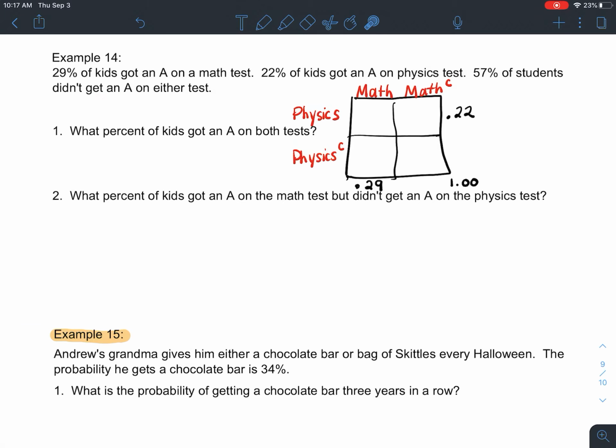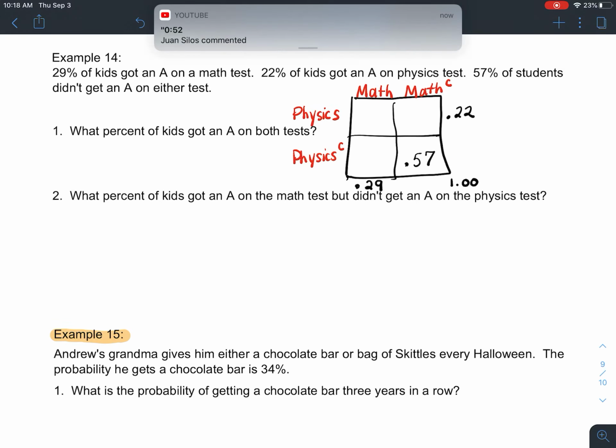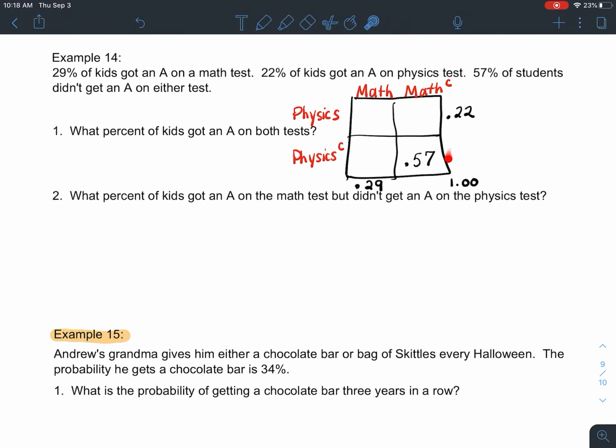We know this has to total a 1 for 100%. We also know that 57% of the students did not get an A on either test. Okay, so that means no A on the physics, no A on the math. This block right here is the 57%. Okay, then we can just kind of go through it, and we should be able to fill in some of these. For example, we should be able to fill in right here, should total 0.78. Okay, this total down here should be 0.71.